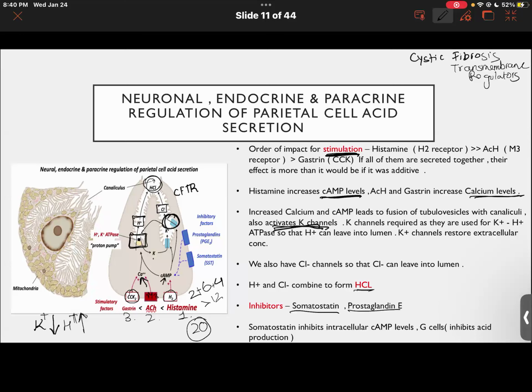Somatostatin inhibits intracellular cAMP levels. So this cyclic AMP that was increased due to the histamine, the somatostatin is going to oppose it. It's going to decrease the cyclic AMP, and it also inhibits G cells. Do you remember what G cells form? They form gastrin, which stimulates the production of hydrochloric acid. So somatostatin inhibits the intracellular cyclic AMP and G cells. So that's how it inhibits acid production. And prostaglandin E also inhibits acid production.